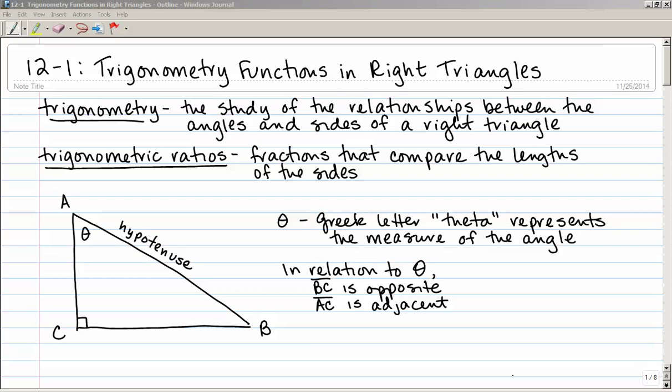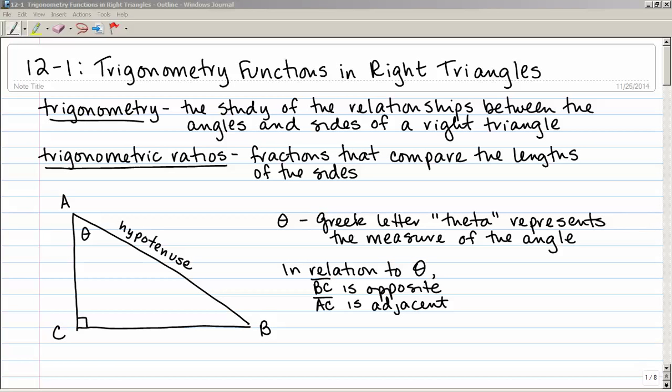Section 12.1 is on trigonometry functions in right triangles. Trigonometry is the study of the relationships between the angles and the sides of a right triangle. And if you'll remember, we did a little bit of this, kind of the basics, in geometry last year. Trigonometric ratios are fractions that compare the lengths of the sides.